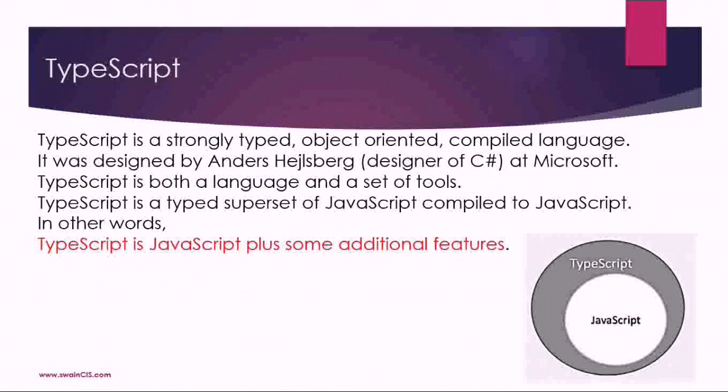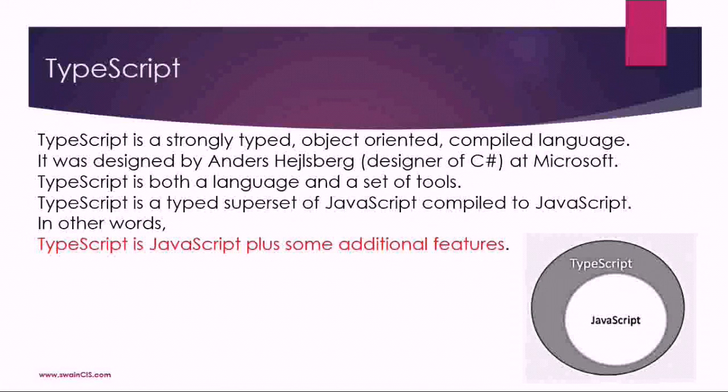So here is a brief introduction to TypeScript. TypeScript is a strongly typed, object-oriented, compiled language. Remember, it's an object-oriented compiled language. If you remember, JavaScript is a scripted language. So here is the big change which Angular got. It was designed by Anders Hejlsberg at Microsoft. Yes, it is developed under Microsoft. TypeScript is both a language and a set of tools, which makes it more powerful than JavaScript.